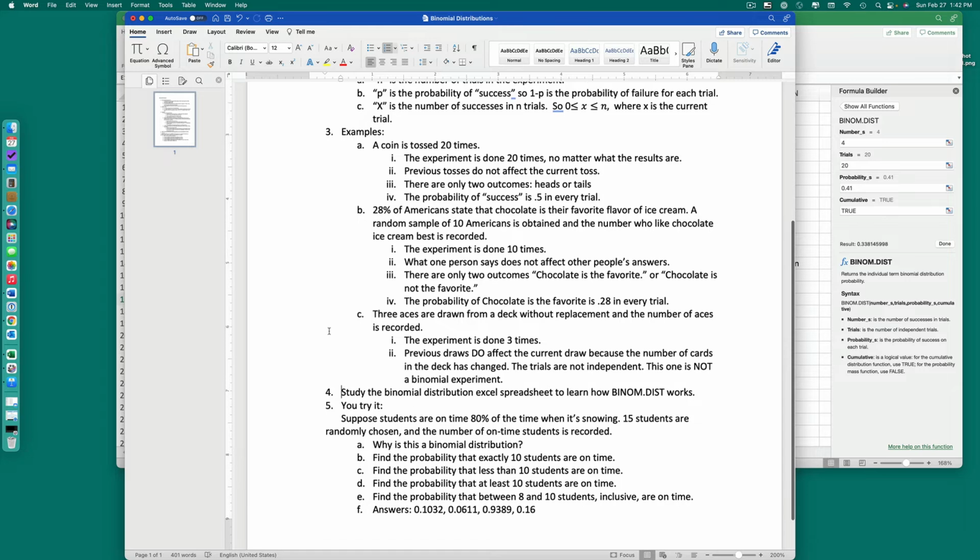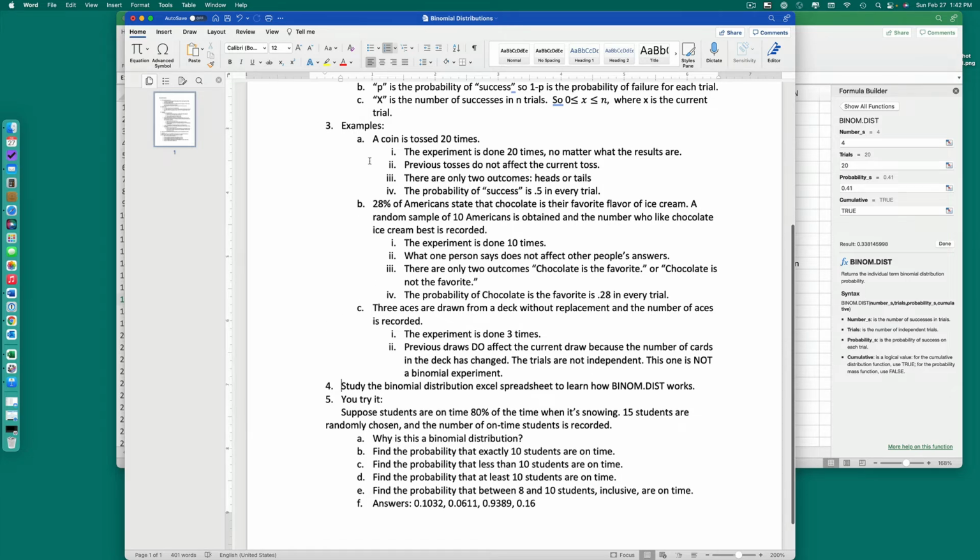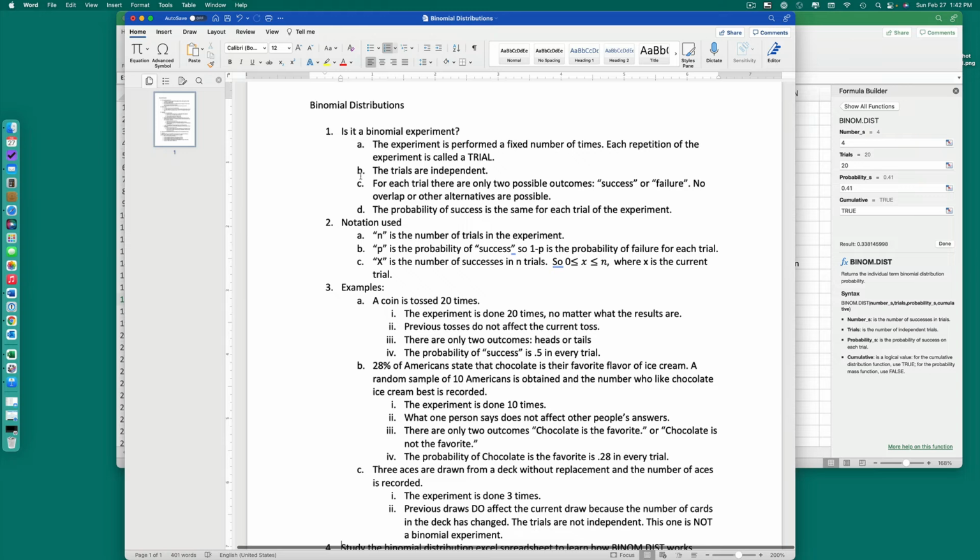So here are some examples. We have a coin toss, and we're doing it 20 times. It doesn't matter what the results are, we're going to do it 20 times. Previous tosses do not affect the current toss, so that's good. That meets our independent trial criteria. There are only 2 outcomes, heads or tails. Awesome. Probability of success is 0.5 every time. So that is a great binomial experiment.